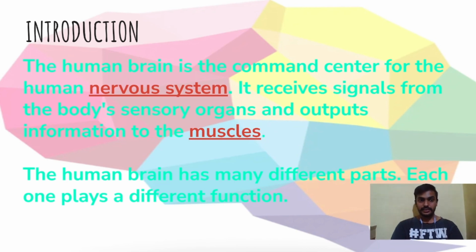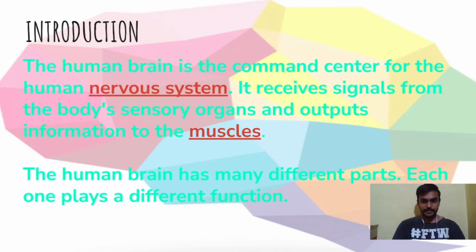It receives signals from the body's sensory organs and outputs information to the muscles. As we know, input for a computer system is given by the input devices and outputs are obtained by the output devices. In the same way, input for the human body is given by sensory organs and output is obtained by the muscles.